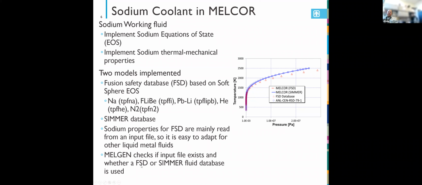The way we distinguish from a light water reactor is the file presence in the directory where you have your input files. If you want to model a fluid using the soft sphere EOS, then you put a file called TPFFI. If you're using SIMMER, you can put the SIMMER files in there. So that would distinguish. But the SIMMER property file is actually a dummy file. It's just going to tell the code that we're going to use SIMMER properties, so we're going to use whatever the code has for SIMMER properties.